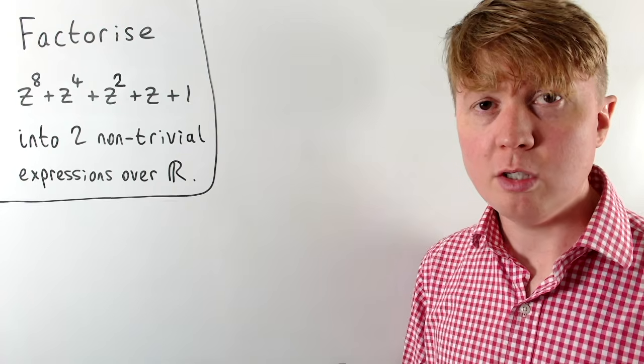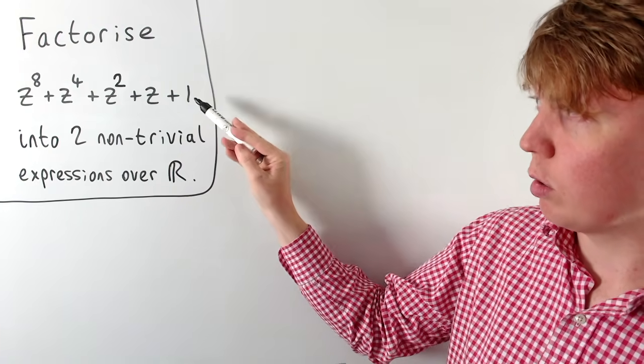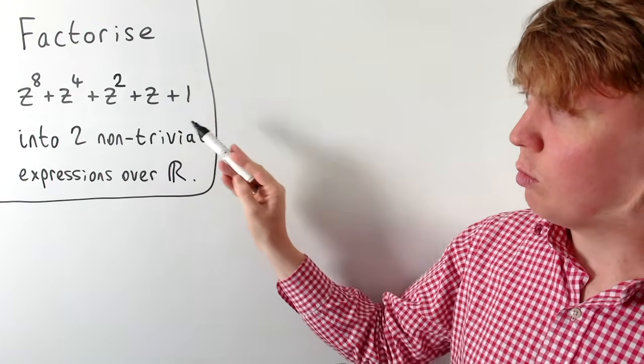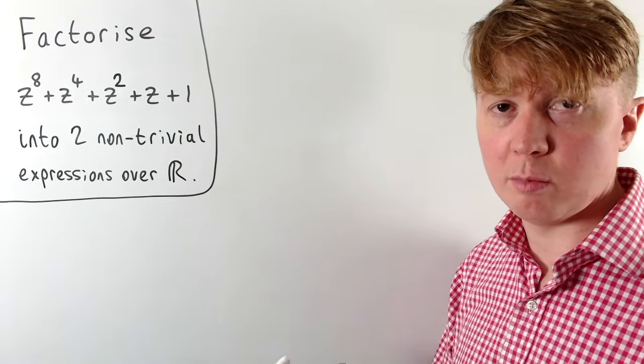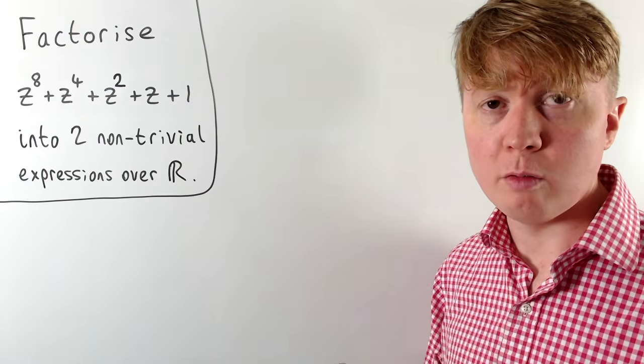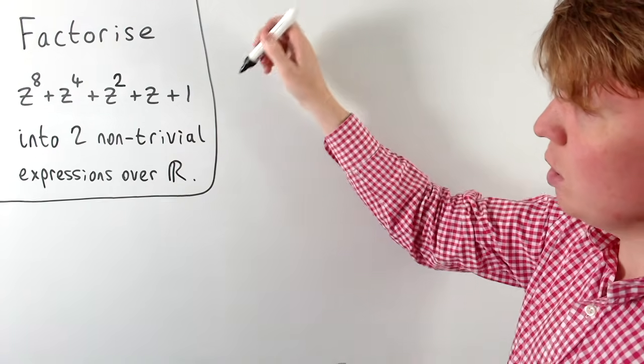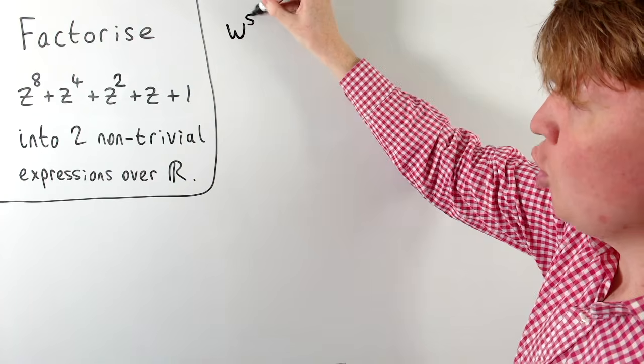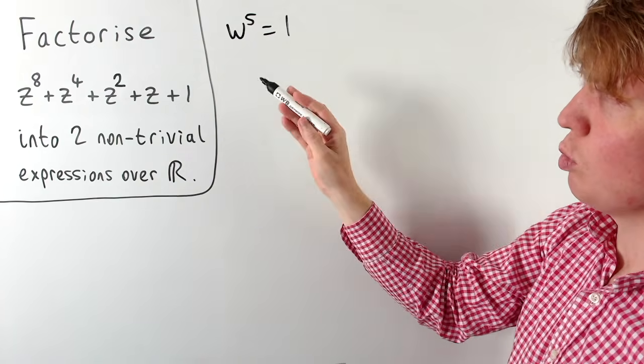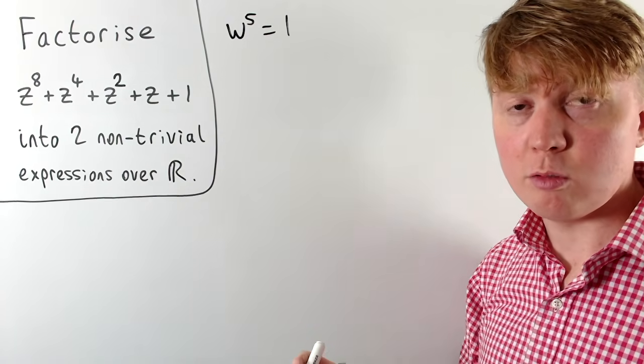The first observation here is that we've got this structure of 1 plus z squared. We've got a sum of different powers of z plus 1. And this is reminiscent of a property of roots of unity with complex numbers. To illustrate this, if we said that omega to the power of 5 was equal to 1, so omega was a fifth root of unity.